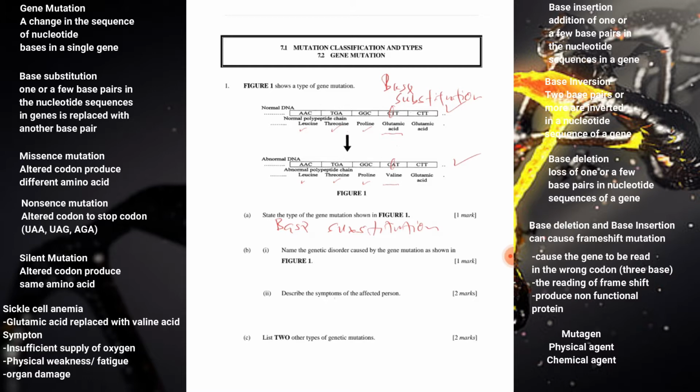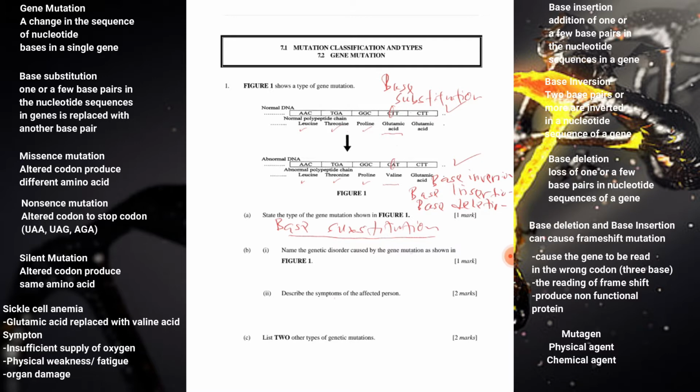Okay, so we have 4 types of gene mutation. The first one is base substitution. The second one is base insertion. The third one is base deletion. And the last one is base inversion.